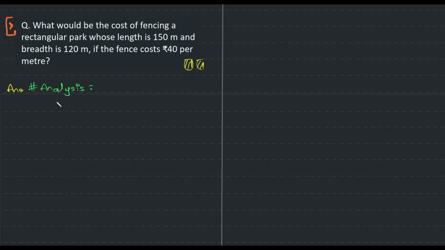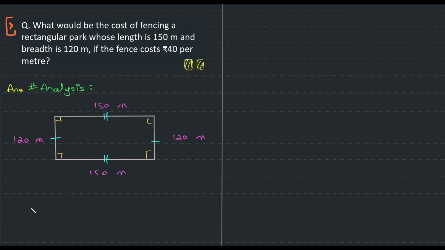So what we are looking at is a rectangle. So let's draw a rectangle. A rectangle is a four-sided figure with the opposite sides equal to each other. Now the park length is 150 meters and the breadth is 120 meters. So these two will be 150 and this is 120. Any changes, or is this right? This is right, and the angles are 90 degrees.